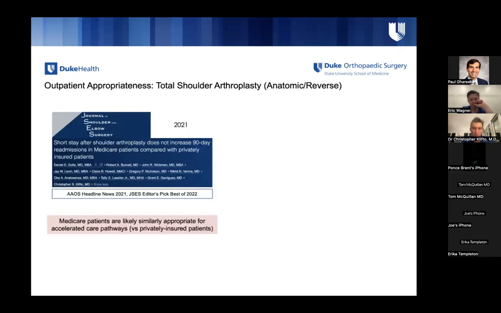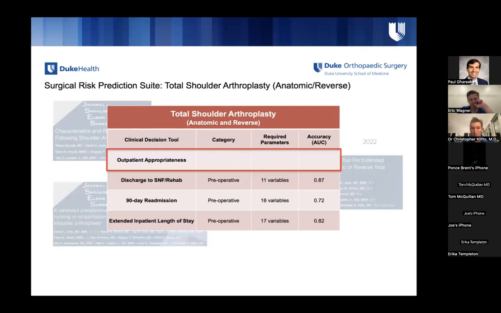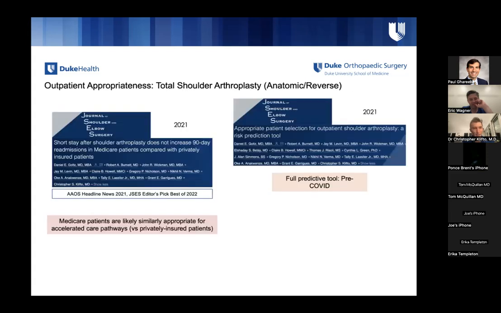And we did okay. Our AUCs were 0.87, 0.72, and 0.8, which is not bad, but we really wanted to understand outpatient appropriateness because we thought that was most clinically significant. So we looked at this study, and Eric and Mike, if you're on this, you'll love it. We did the study on short stay after shoulder arthroplasty, and whether it affects readmissions with Medicare.